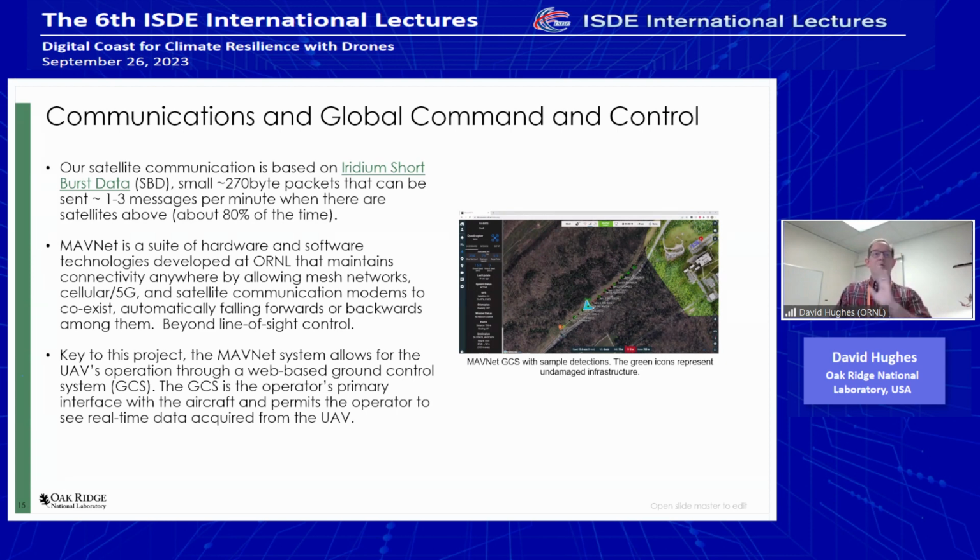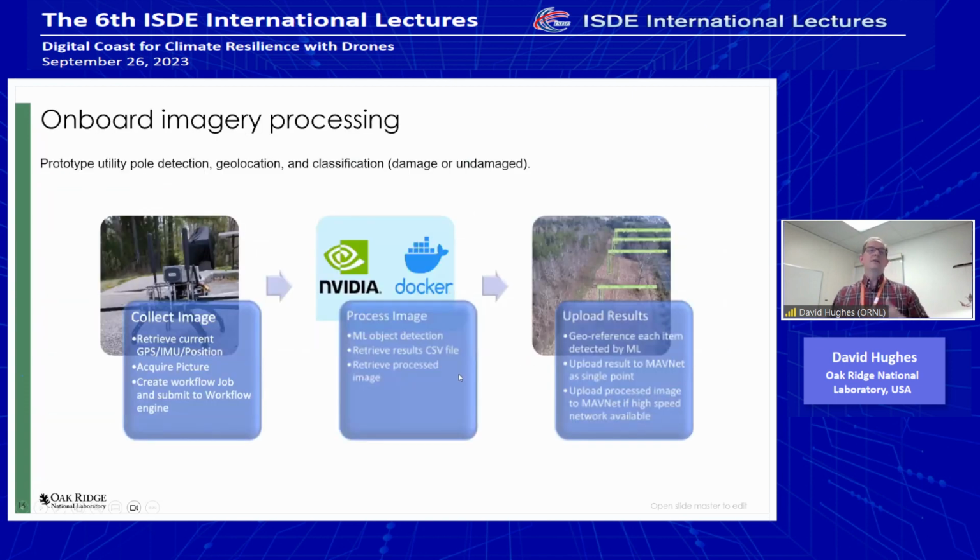To the right, you see the web-based interface for beyond line of sight control, where one can designate what to collect and reroute as needed from anywhere with an available web interface. Our imagery processing workflow in Cornelia is in 3 stages: collection of imagery, processing of imagery, and uploading of results. Relevant callouts for this workflow are that we currently retrieve geospatial location through an ORNL-developed drone-to-ground model that we built that has no stabilization or gimbal.